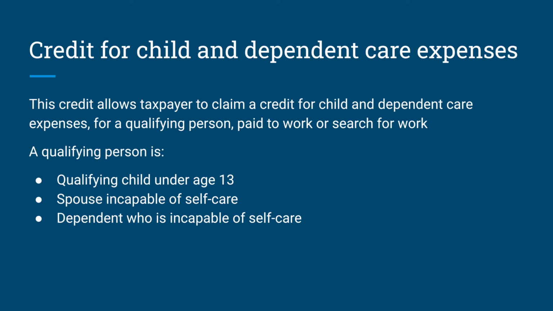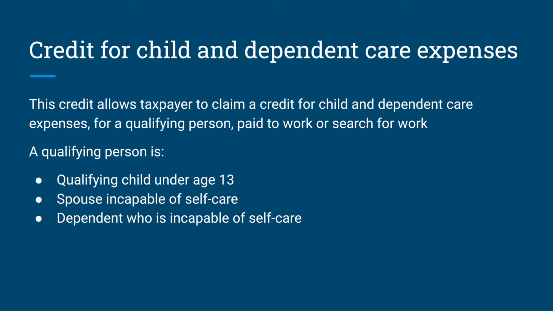And so the first major credit that we need to talk about is the credit for child and dependent care expenses. And so this credit is basically what it sounds like, and it allows the taxpayer to claim a credit for child and dependent care expenses for a qualified person paid to work or search for work. And so that last part there is the really important one, because this credit is specifically designed for individuals who need to have their children or dependents cared for while they are working or looking for work.